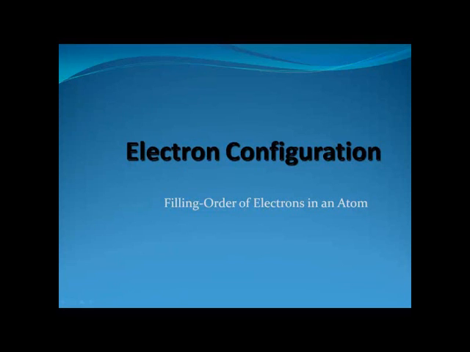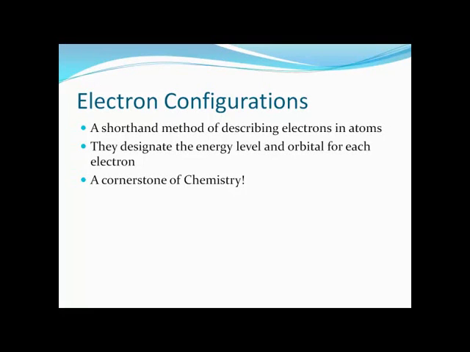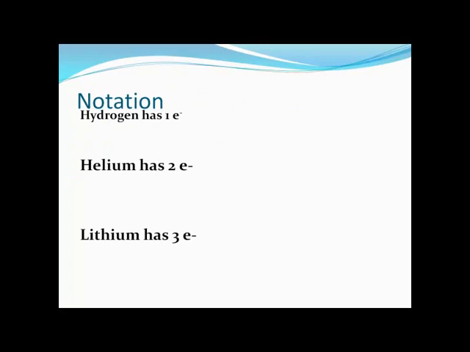This is the third in a series of little podcasts on quantum mechanics, electron configurations, and atomic theory, but not in that order. Electron configurations are a shorthand method of describing electrons in atoms, and it's the offshoot of the quantum mechanical model of Schrödinger. What we are able to do is designate the energy level, and therefore the orbital, for each electron in an atom, and this is a cornerstone of chemistry.